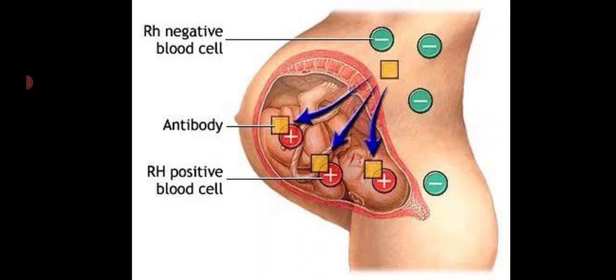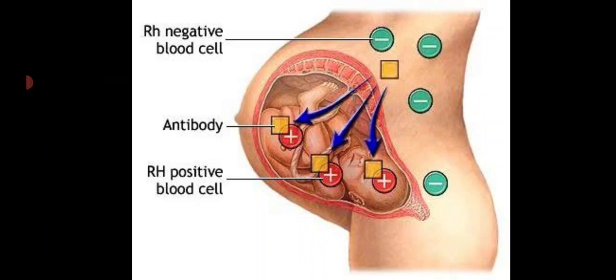When the mother's blood is sensitized with the Rh antigen of the fetus, the mother's body produces Rh antibodies. The antibodies belong to IgG type. So the antibodies are IgG type, and they are small and can cross the placenta. These antibodies are very small in size so that they can cross the placental barrier and enter the fetal circulation.